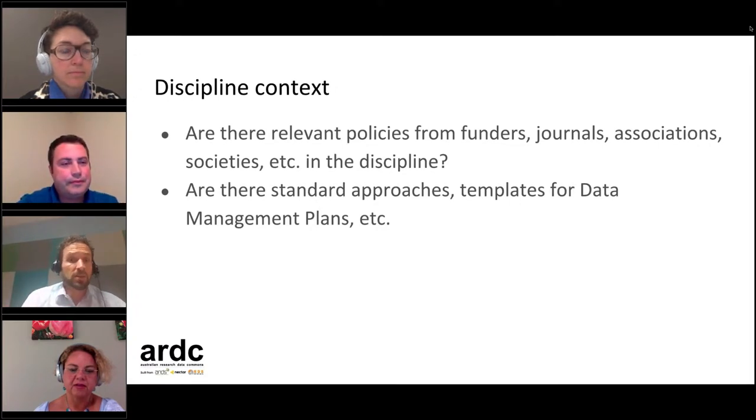And for example, are there other standard approaches, templates or tools or materials out there that researchers should be aware of, that they can use and pick up just to make it easier for them to make their data FAIR? So these are just a few things to trigger your thinking. When you're thinking about, I want to do 10 FAIR research data things, these are elements you could, for example, include and bring on board. So that's my perspective, and I'm happy to hand over.